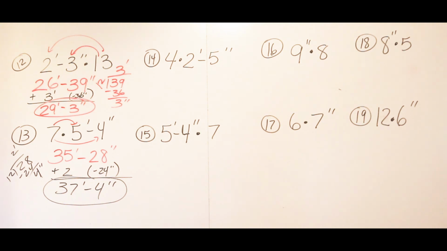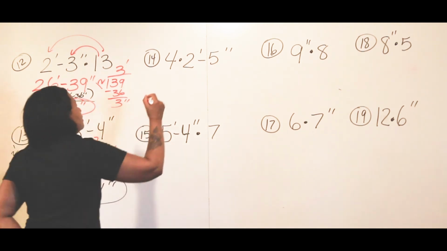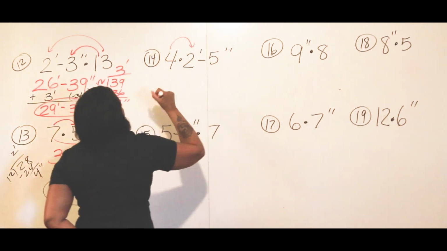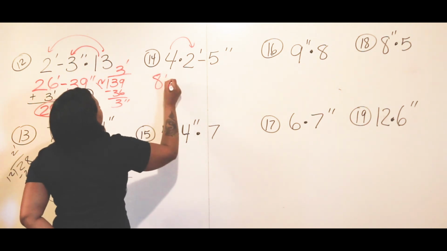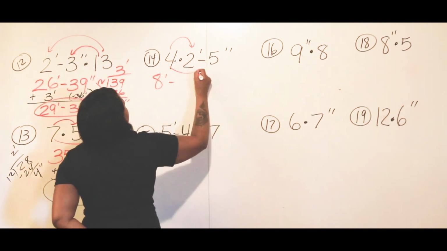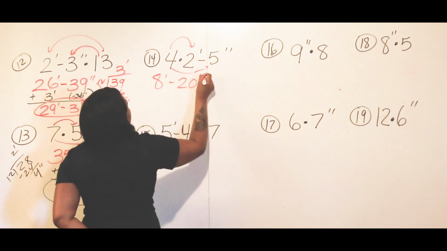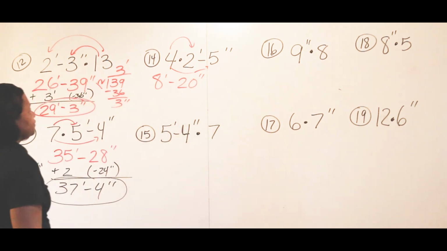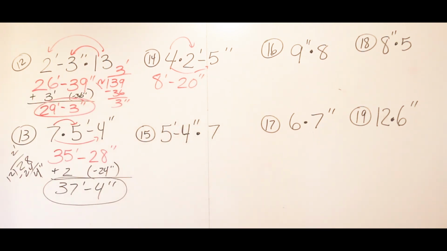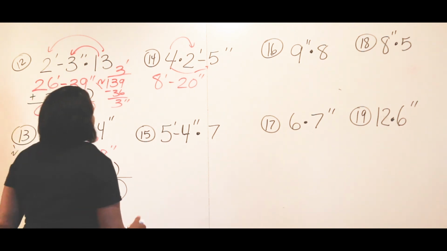All right, number 4, find that whole number. The whole number is right there in the front. We got 4 times 2 feet, 5 inches. Whole number times 2 is 8 feet. Whole number times 5 is 20 inches. Can't leave that 20 inches sitting like that. We got to convert it to feet and inches.